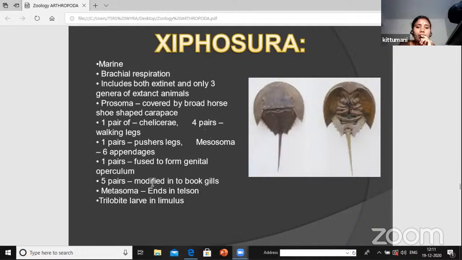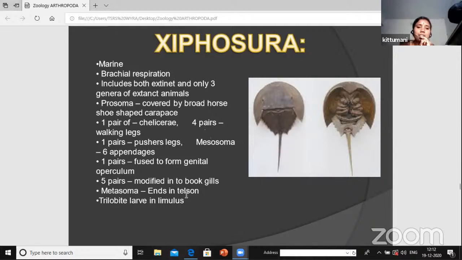5 pairs are modified into book gills. This is the special feature of this class. The gills are in a book-like structure, so they are modified into book gills. Last, the metasoma ends in a telson, the tail-like structure. Here the prosoma has 6 appendages and the mesosoma has 6 appendages, but 1 pair is the genital operculum and 5 pairs are modified into book gills.